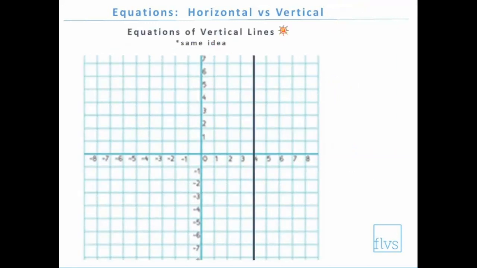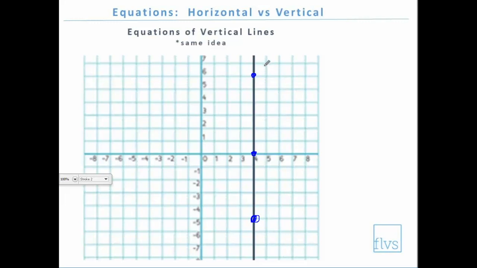That same idea applies to vertical lines. When we're trying to get the equation of a vertical line, we can again throw some points on here. I always like to grab the one that's on the x-axis. If we throw some points on here, pause the video and write out what these locations are.